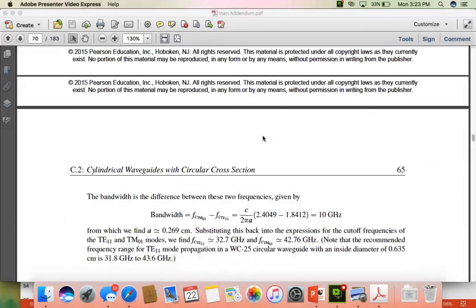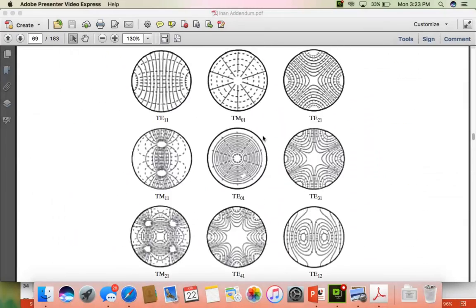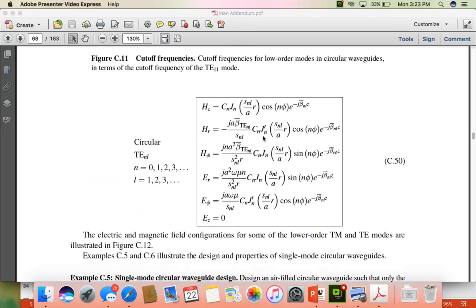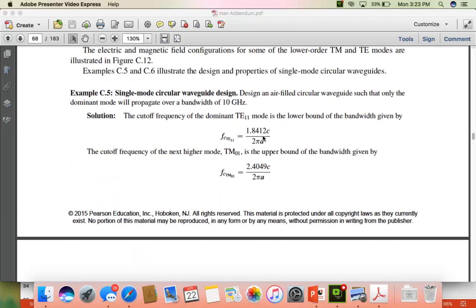Alright, sorry about that. So in that last video, we were talking about this waveguide design problem where we wanted an air-filled circular waveguide such that only the dominant mode will propagate over a bandwidth of 10 gigahertz. So the first thing we did is we found the cutoff frequency for the dominant TE11 mode, and then we found the cutoff frequency for TM01, which would be the next higher mode.